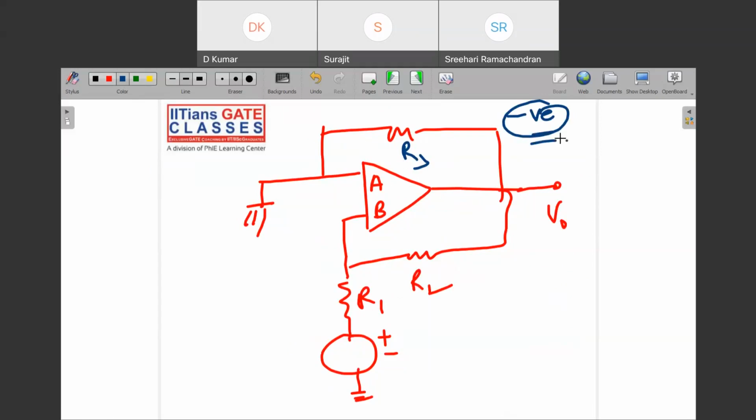You guys might be knowing that based on how you decide there is a negative feedback. How do you decide? Can you tell me? How do you decide what kind of feedback there is in this op-amp? Can you decide? It's a negative feedback. How?